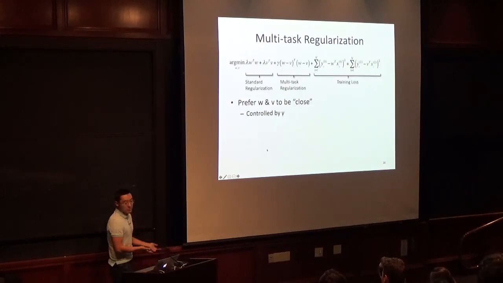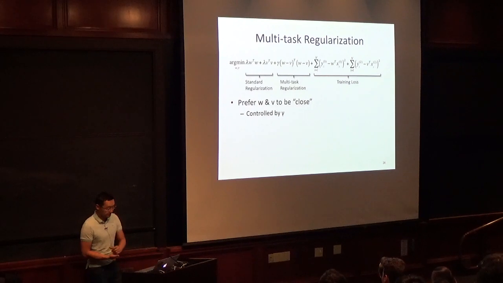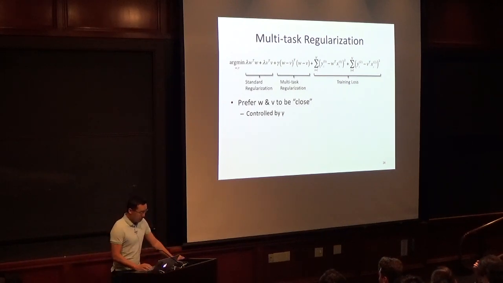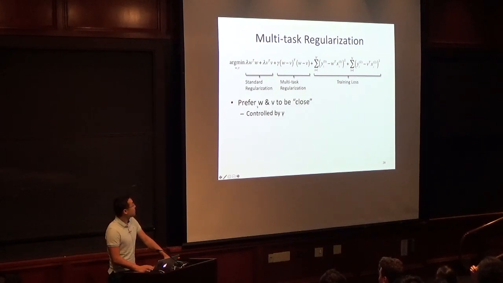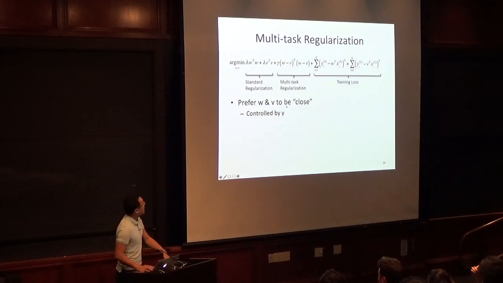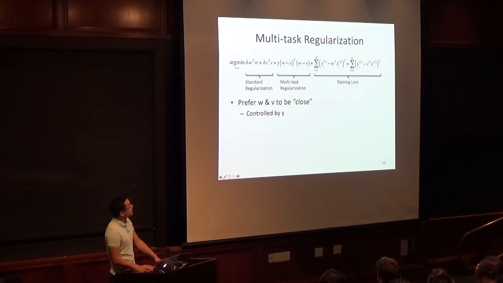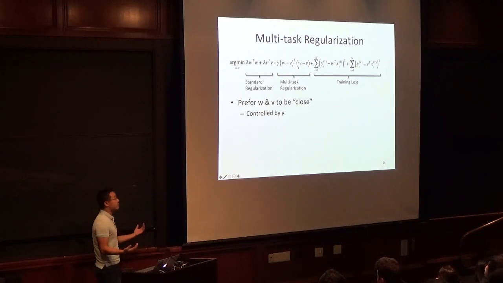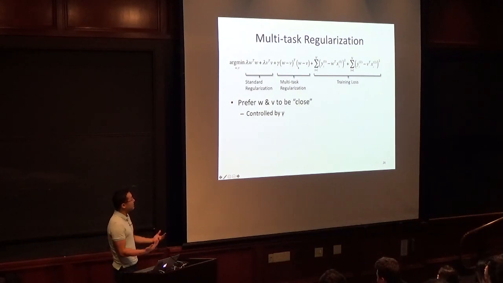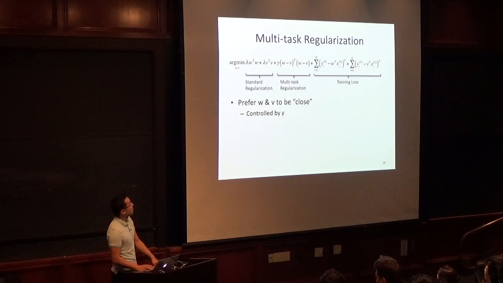So here's one way to do multitask regularization. In the absence of training data, I prefer W and V to be close to each other. And what does that mean? That means this is basically the 2 norm of the distance between W and V, right here. So in the absence of any training data, I prefer W and V to be close to each other, and I penalize that distance with this regularization term right here.